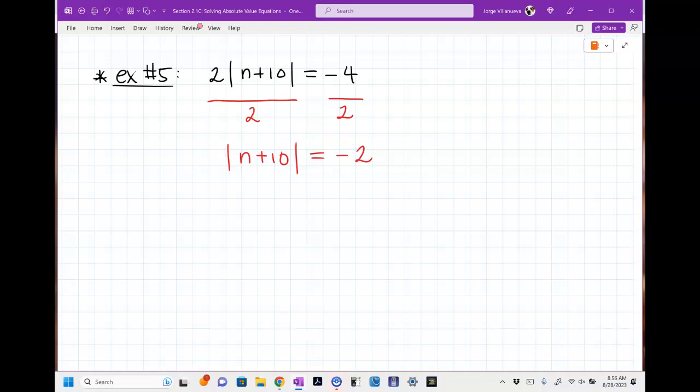What did I say in the very beginning? I highlighted it. An absolute value should never equal negative 1. An absolute value should never equal a negative number. Is that what we have right here? Yeah. No solution.